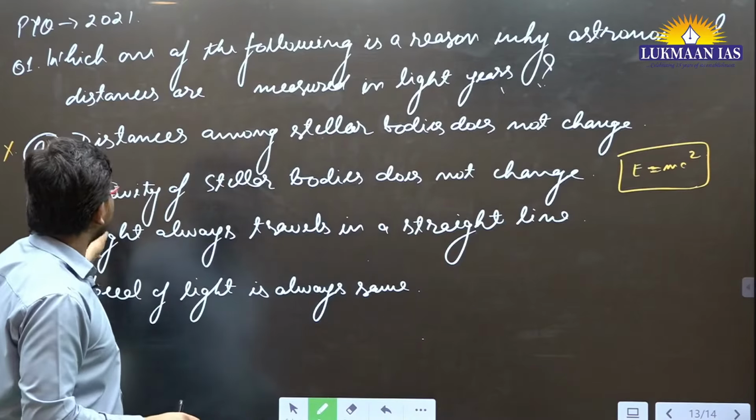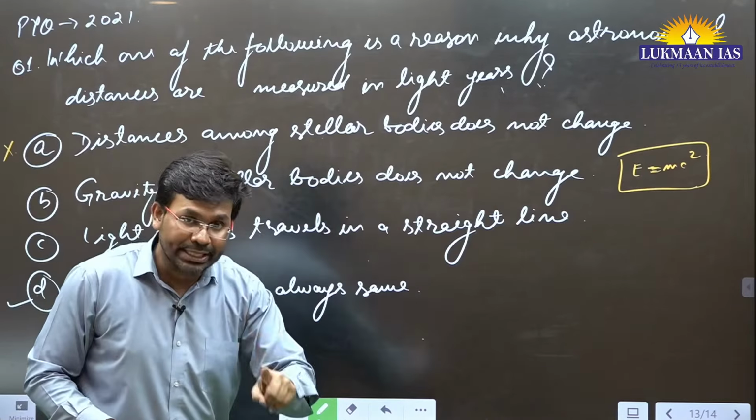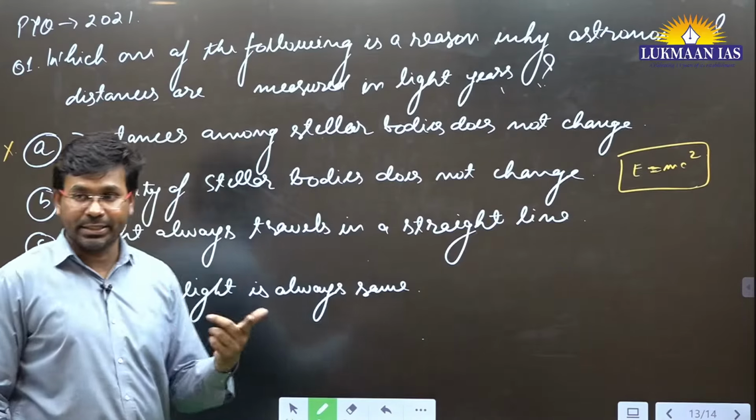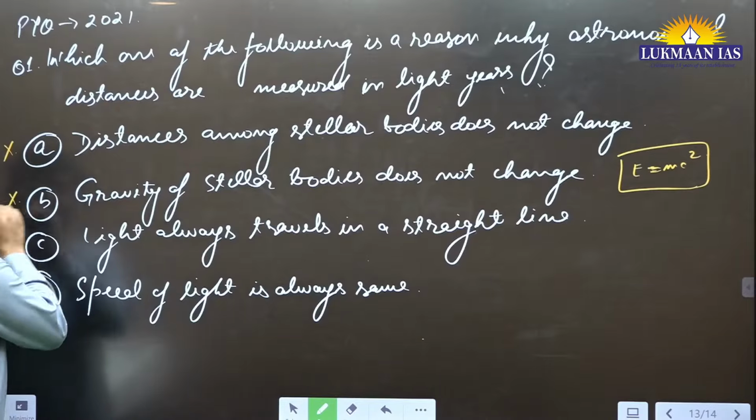So the thing is, gravity of stellar bodies does change, because gravity is a function of mass, and mass can be converted into energy like that. So that's why this is wrong.